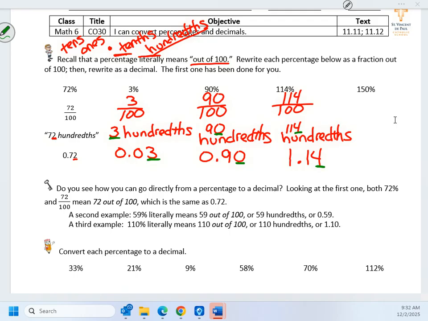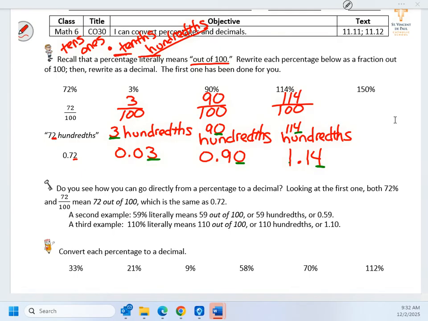114% is greater than 100%. So we know we're gonna have a number in that ones place, because it's bigger than 100%. Michael? Going back to 90%, even if there's a 0 in the hundredth place, it still counts. And there's a 9 in front.